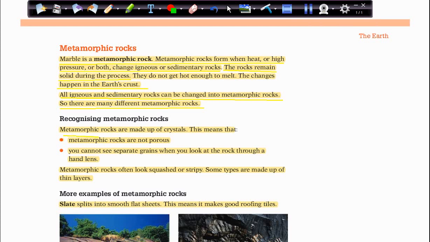Metamorphic rocks are made up of crystals, just like the igneous rock. So that means they are not porous, and you cannot see separate grains when you look at the rock through a hand lens. Metamorphic rocks often look squashed or stripy. Some types are made up of thin layers. So why do they look squashed or stripy? Squashed because we said that they form from pressure, and stripy, we will see why.